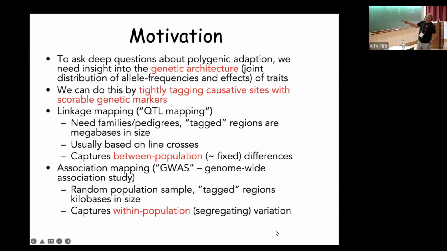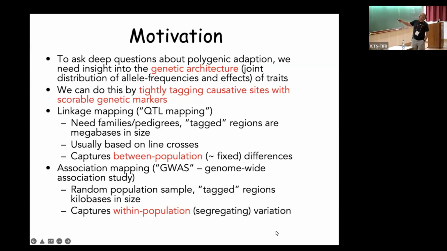So the thing is, we can use what markers do to get some information on what the underlying causal sites they tag do, but there are some subtleties there. And we do this in 2 different ways. Historically, we've used linkage mapping, and that's what's often called QTL mapping. That'll be the subject of most of today's lecture. We also use association mapping, also called GWAS, for genome-wide association studies. I'll introduce a little bit of this, and we'll flesh that out tomorrow.